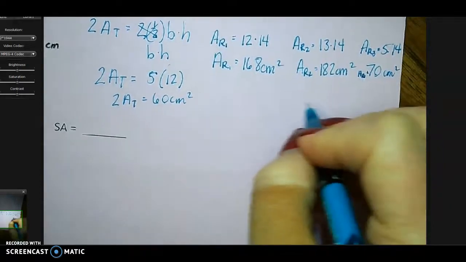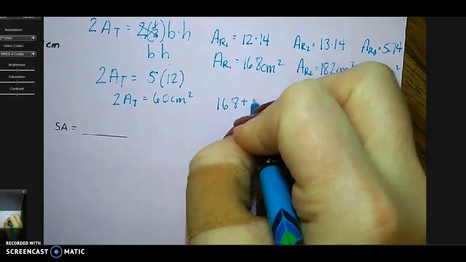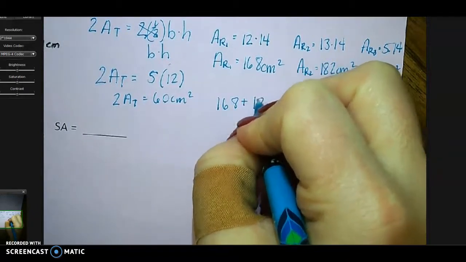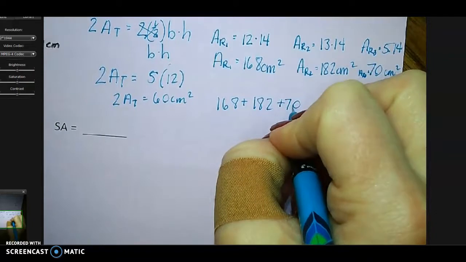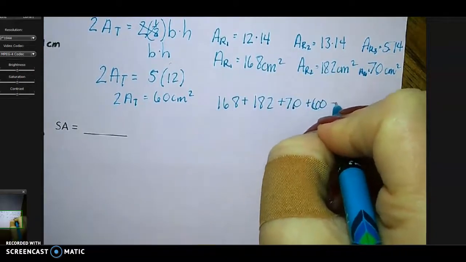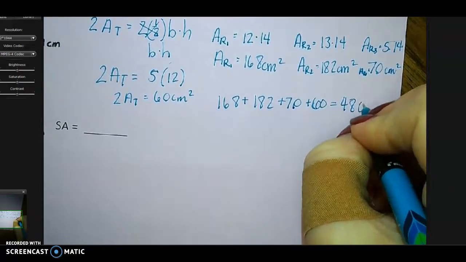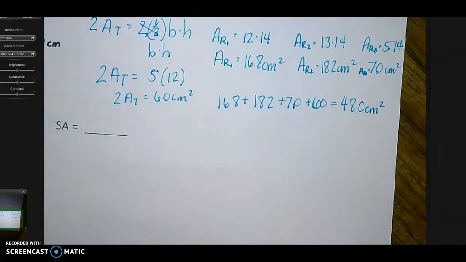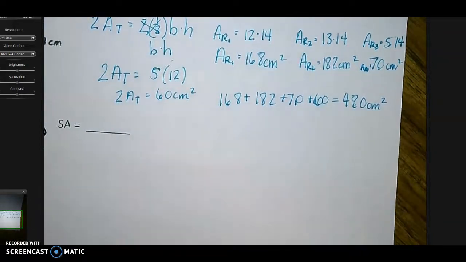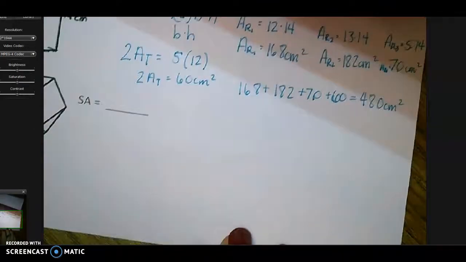I'm going to add these all up again. So I've got 168 plus 182 plus 70. And then I've got to remember to add on that 60 from my triangles. And I get a total of 480 centimeters squared. Remember, at any time you can pause this video and see if you can do them on your own.